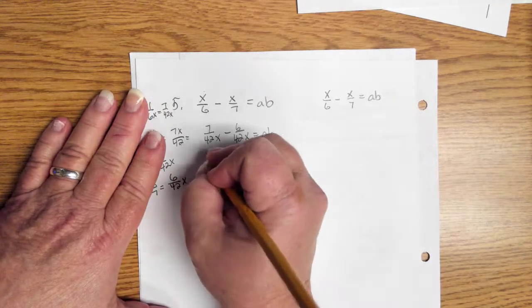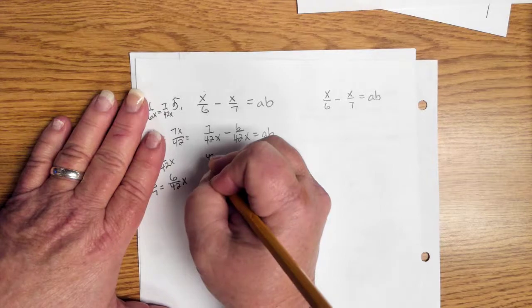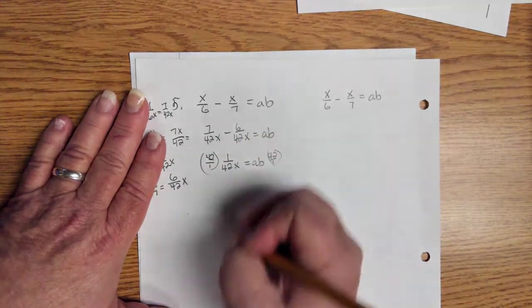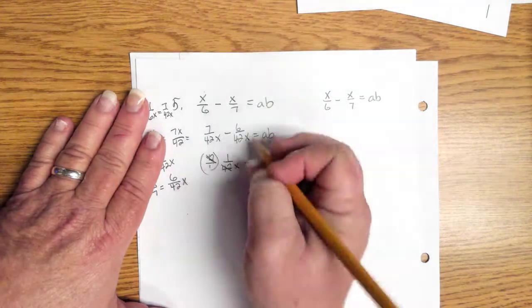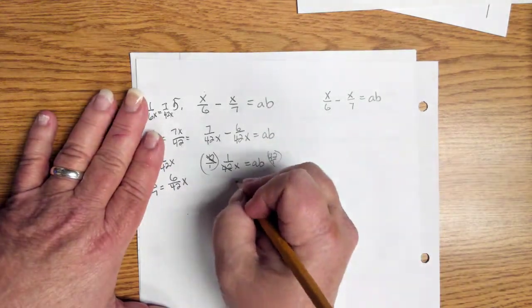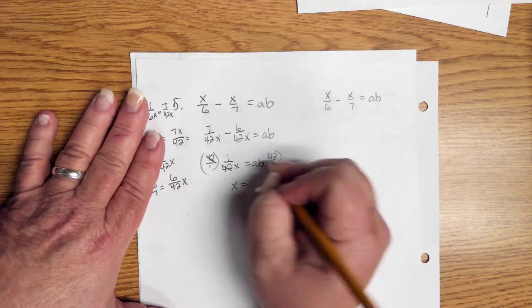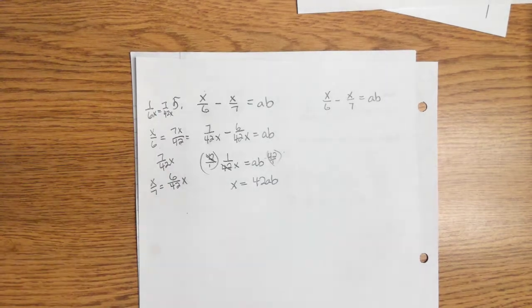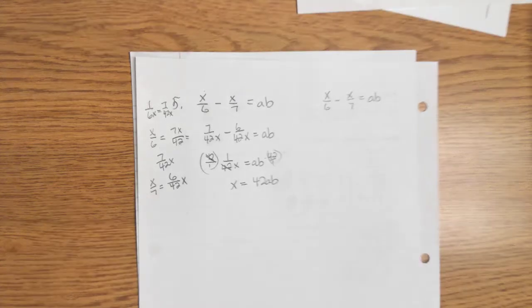Multiply by the inverse. Do you see how handy that little tool becomes? You can just love that tool. I cancel my 42s. I end up with 1 over 1, which is 1, which is x is equal to 42 times AB. It's just very abstract, okay? You have to be able to work in the abstract world. That was pretty simple, wasn't it?